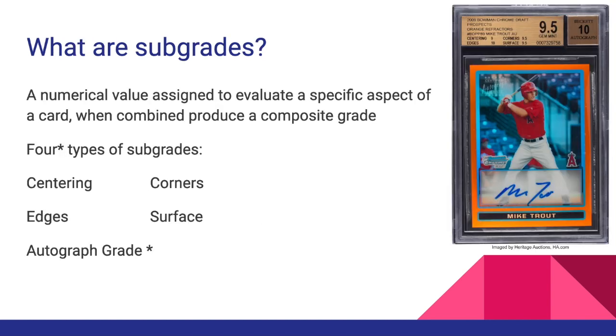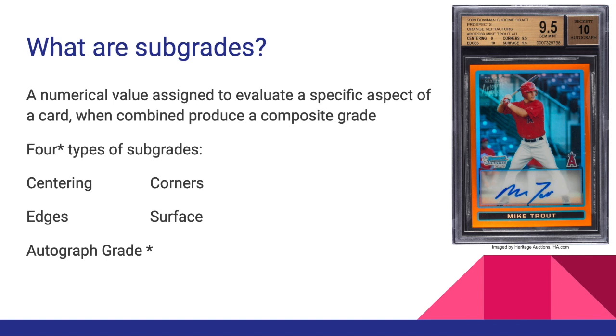But looking at the actual subgrades themselves, a subgrade is something that I define as a numerical value assigned to evaluate a specific aspect of a card. When these values are combined, it produces a composite grade. Now, out of the 3 TPGs, which I'll give a little reminder of what those are later on in the presentation, Beckett's the only one that actually displays subgrades and gives an assigned subgrade.